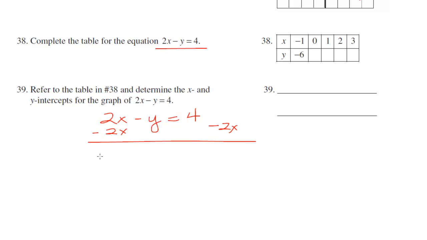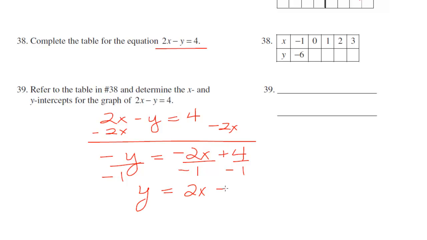Now these are not like terms on the right, so you're going to notice I'm going to write negative y, don't lose that negative sign. And then I'm going to switch these orders, so put the negative 2x plus 4. Now we don't want a negative y, so we need to change all the signs to make that y positive. So y equals, and here we have a 2x minus 4.